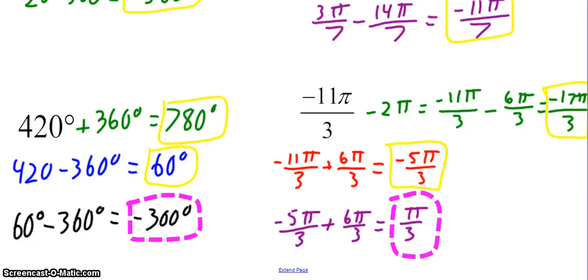So the conclusion here, coterminal angles, same initial and terminal side. They can be positive, they can be negative. There are an infinite amount for any given angle in standard position.